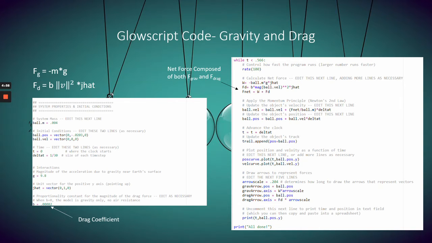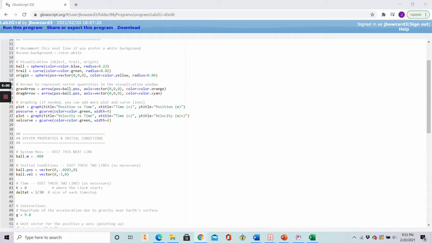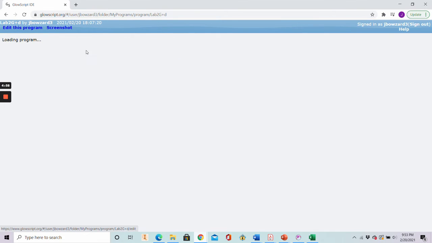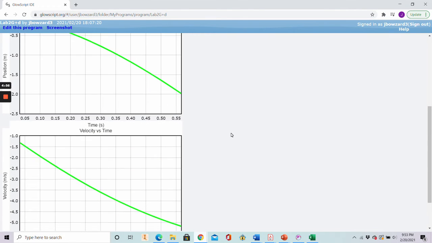Now, shifting to the GlowScript code that includes both drag and weight force, we see that the net force equals F_g plus F_d. The addition of drag force requires the calculation of the coefficient of drag, denoted by b. This value is found by repeatedly running the code until the computational model's final position of the ball matched that shown in Tracker. The arrow scale for drag was also added, so that an arrow would be pointing up while the arrow for F_g is pointing down.